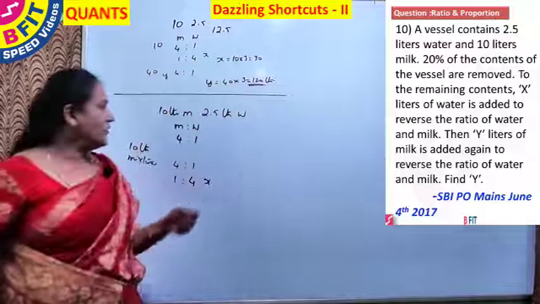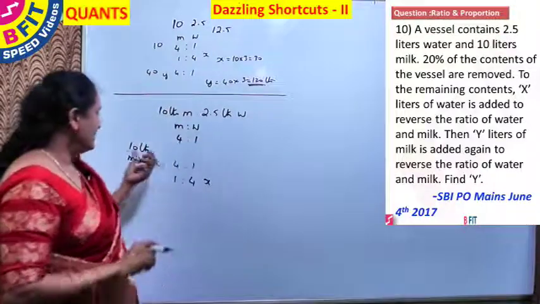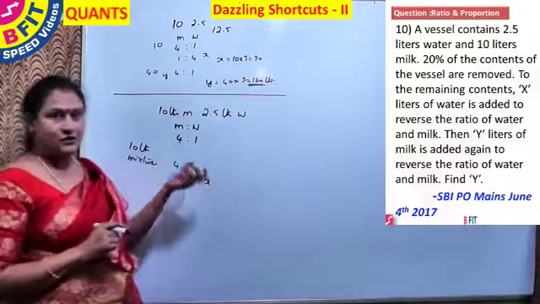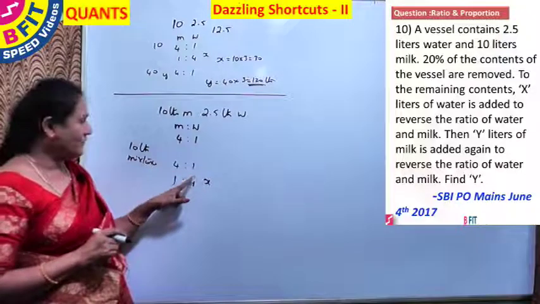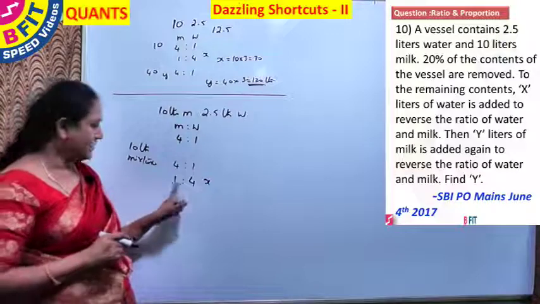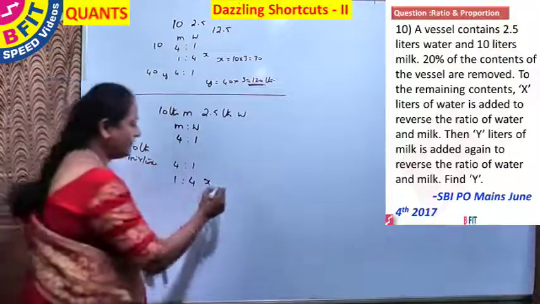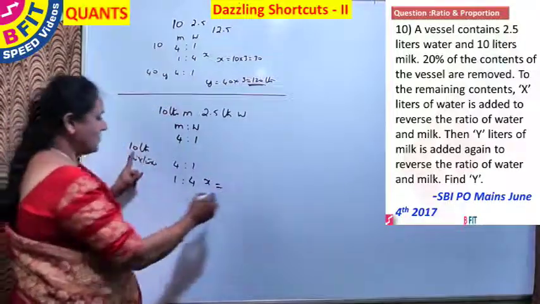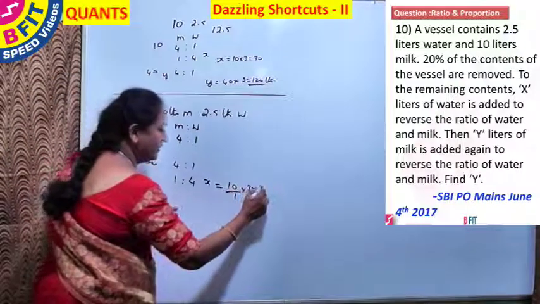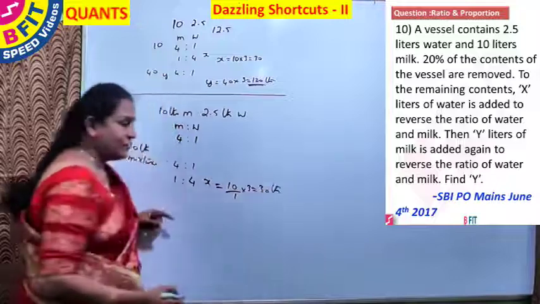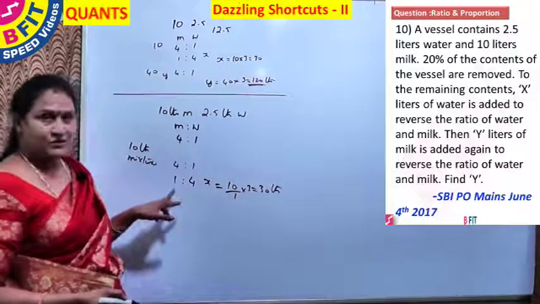Now I told you after removing 20%, the remaining 80% also, the ratio will not change. So we have milk and water in 4:1 ratio. When you are adding x liters of water, the ratio is reversed. Now what will be the value of x? So this quantity divided by the smaller one into 3, which is 30 liters. So if you add 30 liters, the ratios will be reversed.